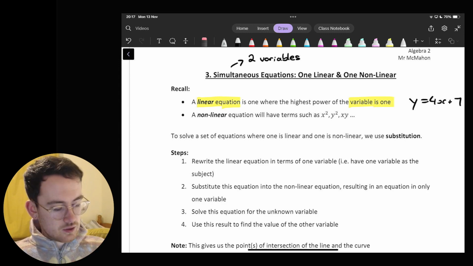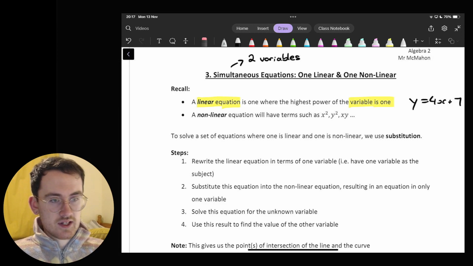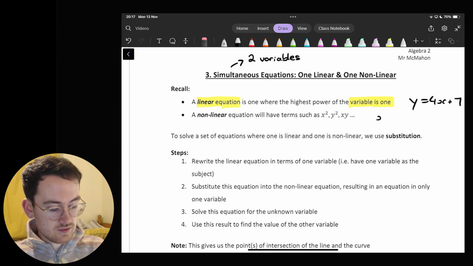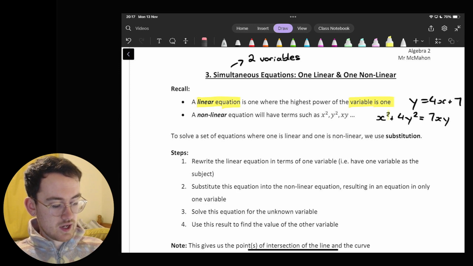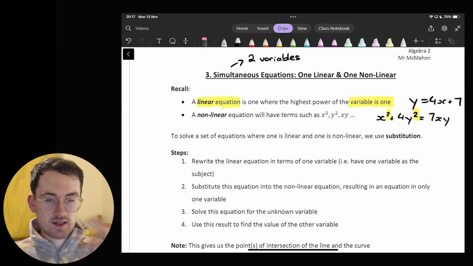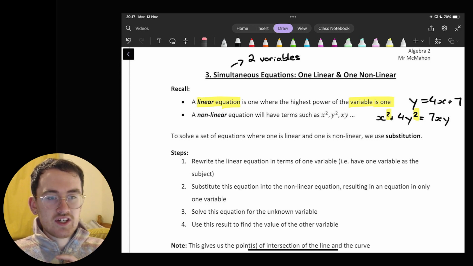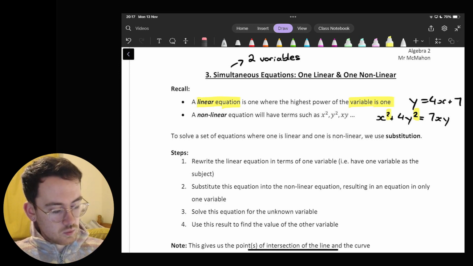A non-linear equation will have x squareds, y squareds, xy. So we're going to see loads of different variations of these. So we could have x squared plus y squared equals 7xy, for example. And that's a non-linear equation because we have squareds. Okay, we're no longer just in the linear plane, the x's and the y's to the power of 1. Once we go higher than that, we're looking at non-linear equations. And when we're solving a set of equations where one is linear and one is non-linear, we use substitution.